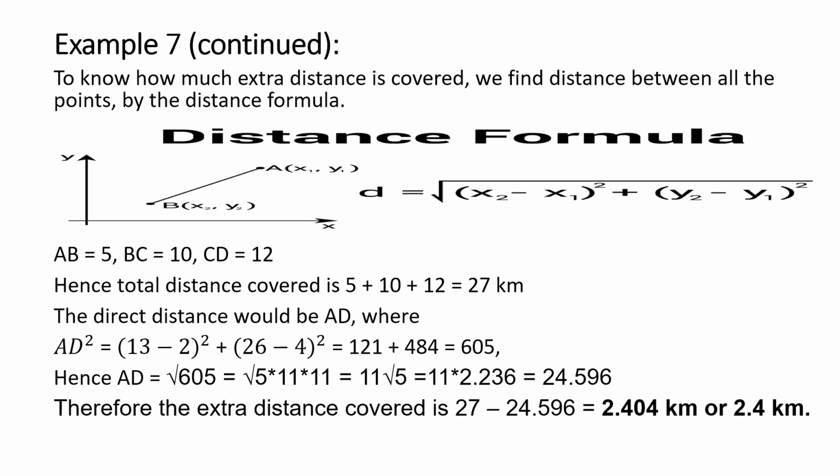So again using the distance formula, AD square is (13 minus 2) whole square plus (26 minus 4) whole square, which gives 605. So AD is square root of 605, which is equal to 11 root 5. You can put the values, you get approximately 24.596. So the extra distance covered is 27 minus 24.596, which is 2.404, or approximately 2.4 kilometers.